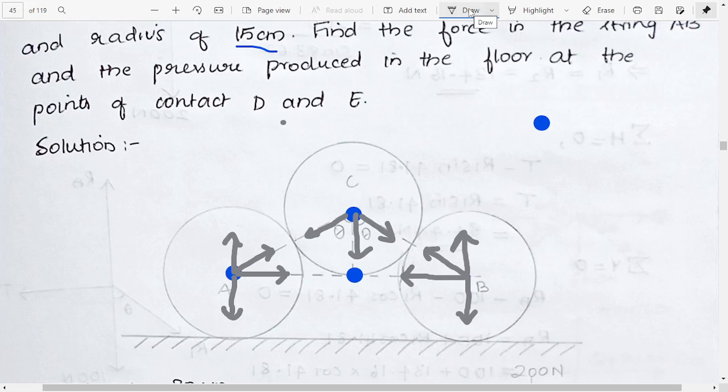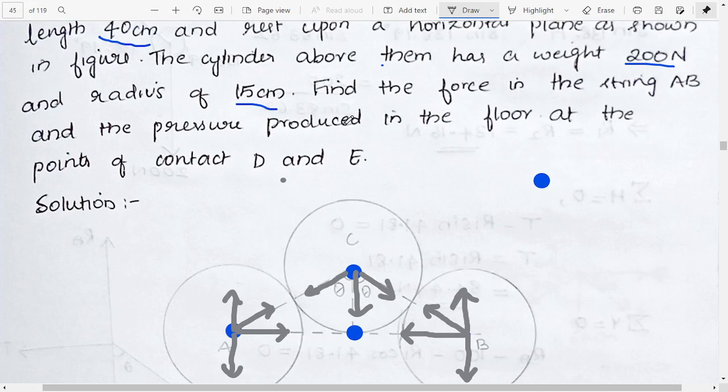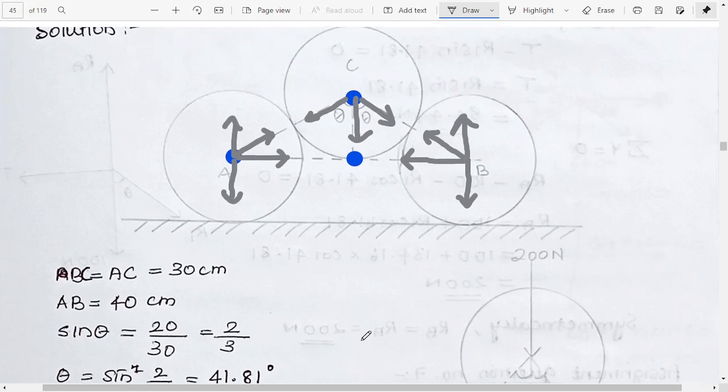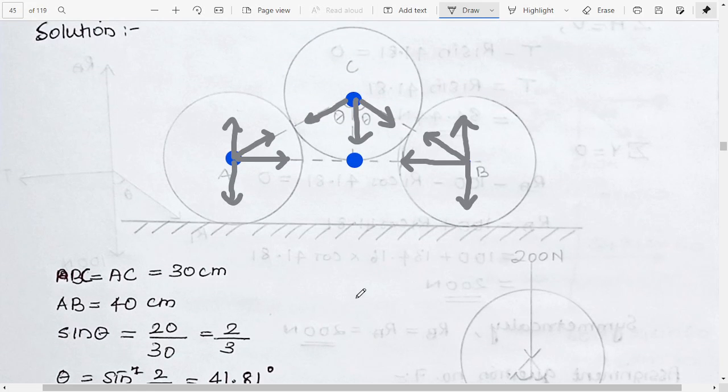Now what we need to do is resolve each of them to find the force in string AB. So this tensile force will be equal, so we just need to find the tension. Here AC and BC are equal to 30 centimeter, and AB is equal to 40 centimeter. These are the values which are already given.